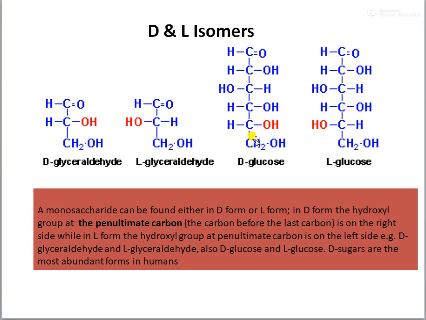In this case, there are 6 carbon atoms, so the orientation of the hydroxyl group at the penultimate carbon atom, the C5 carbon atom, is noted. In D-glucose, the hydroxyl group is found towards the right, and hence this is D-glucose. Here the hydroxyl moiety on the penultimate carbon atom is found towards the left, and hence we call it L-glucose. So in the D and L isomers, you check the orientation of the hydroxyl group of the penultimate carbon atom. The same was the case with glyceraldehyde, where the second carbon atom was checked.